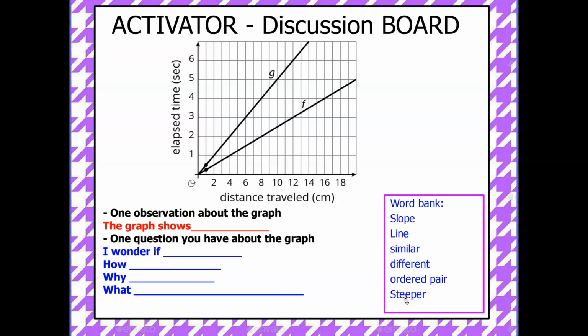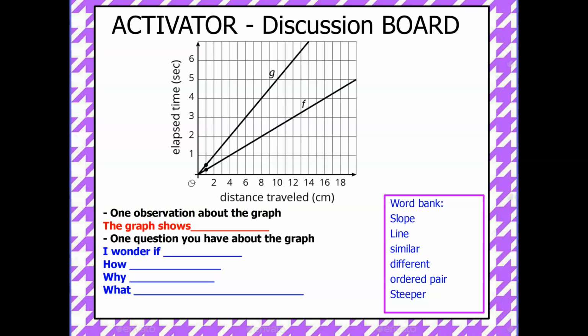Look at the lines and the graph and see if you can come up with any question that you might have about the graph. You may pause the video. So now that you have looked at the graph, I hope you came up with one observation and one question.